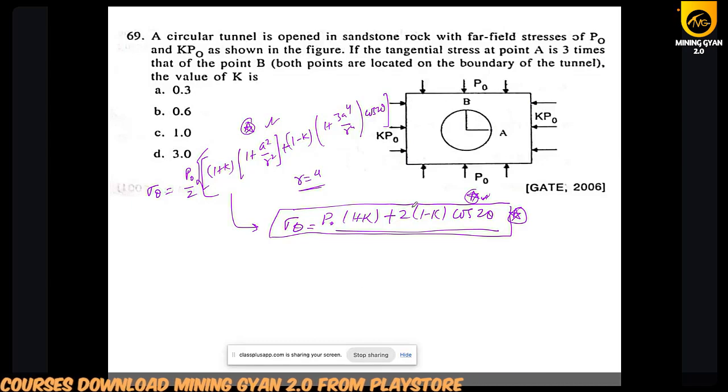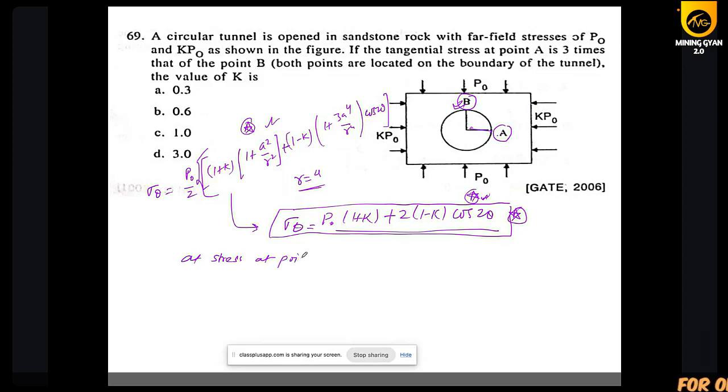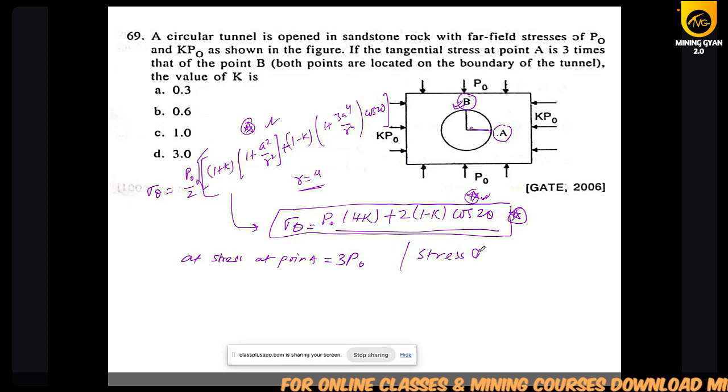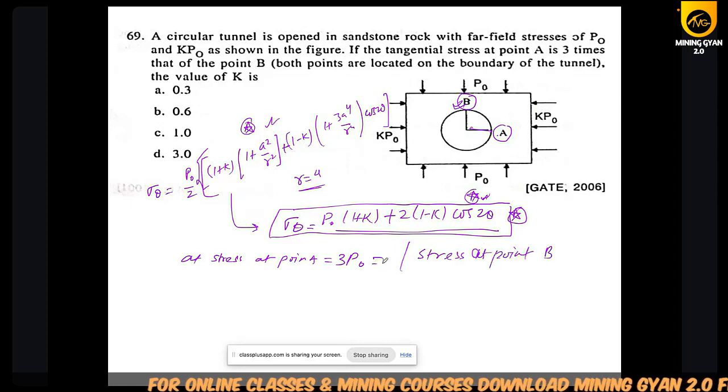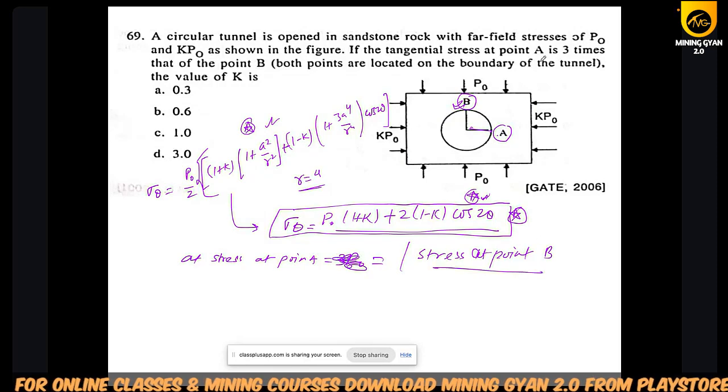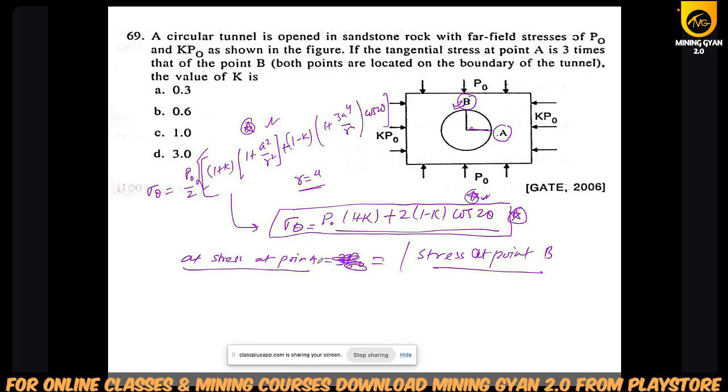Okay, so this is our formula, and he is saying the stress at point A and the stress at point B. You can write it like this also: stress at point B and stress at point A. So the stress at point A is 3 times the stress at point B. If you take stress at point B as P naught, stress at point A will be 3 P naught.